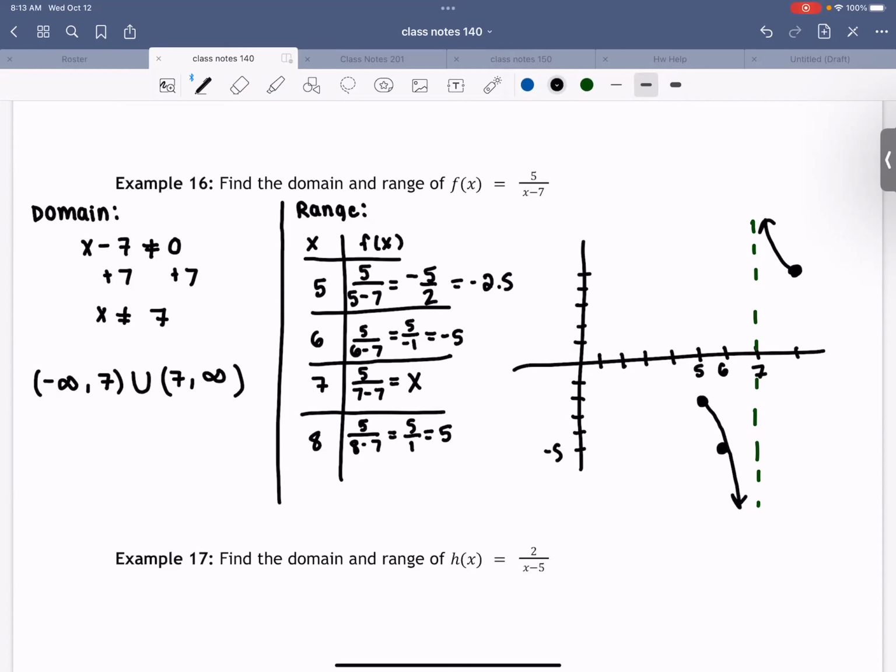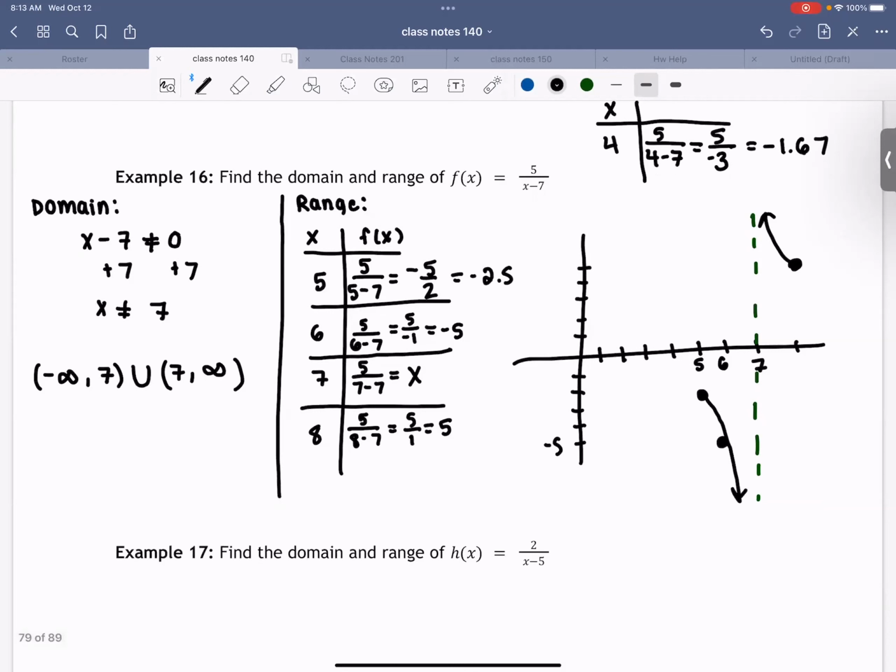Let's keep going. I know I didn't give enough space, but let's go up here. I can plug in 4, right? And that would give me 5/4 minus 7, which is 5/-3. I'm going to do that in my calculator. That would be -1.67. So that would be here.